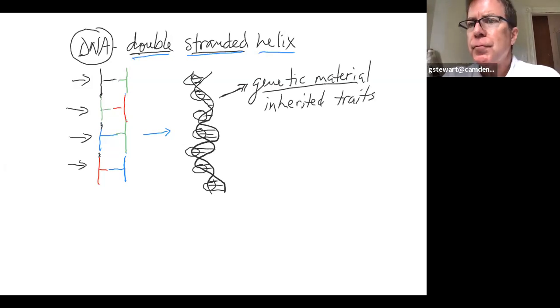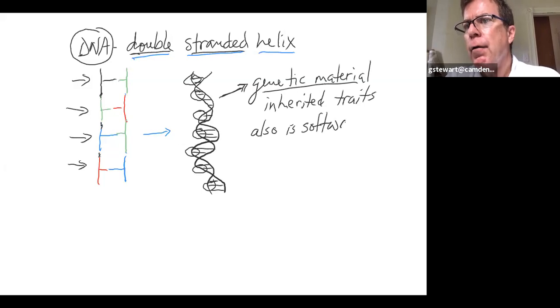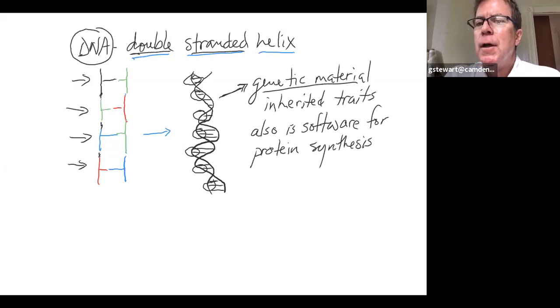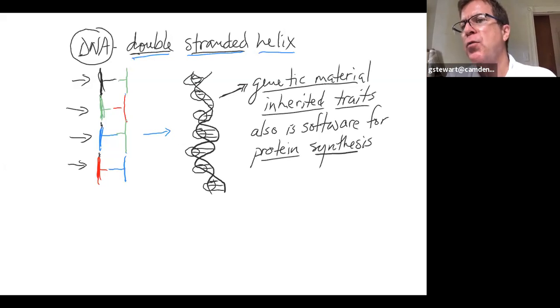It also, though, is what I call the software for all sorts of things in the human body, particularly protein synthesis. So also on this coded message, not only do we inherit these things, but this code that I'm highlighting with my colored pencil tells a cell what protein to make, how much of it to make, and where to send it in the body. We'll talk about that whole process in chapter 3. But so DNA houses not only the information for our inherited traits, but it's also the code for things like protein synthesis in the human body.